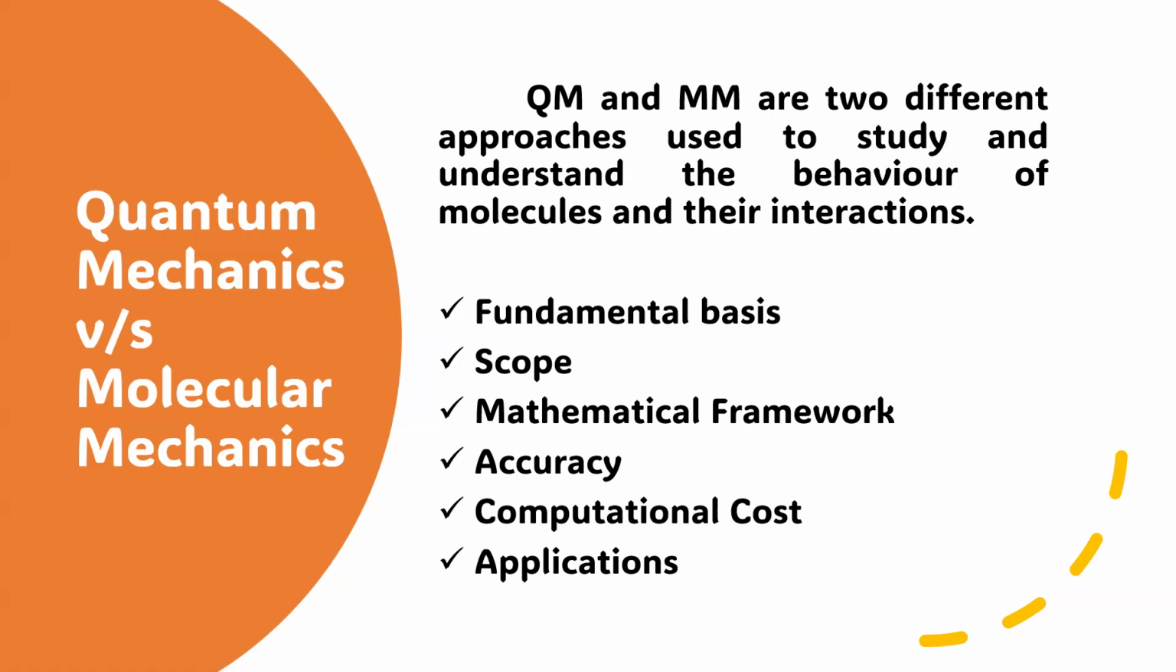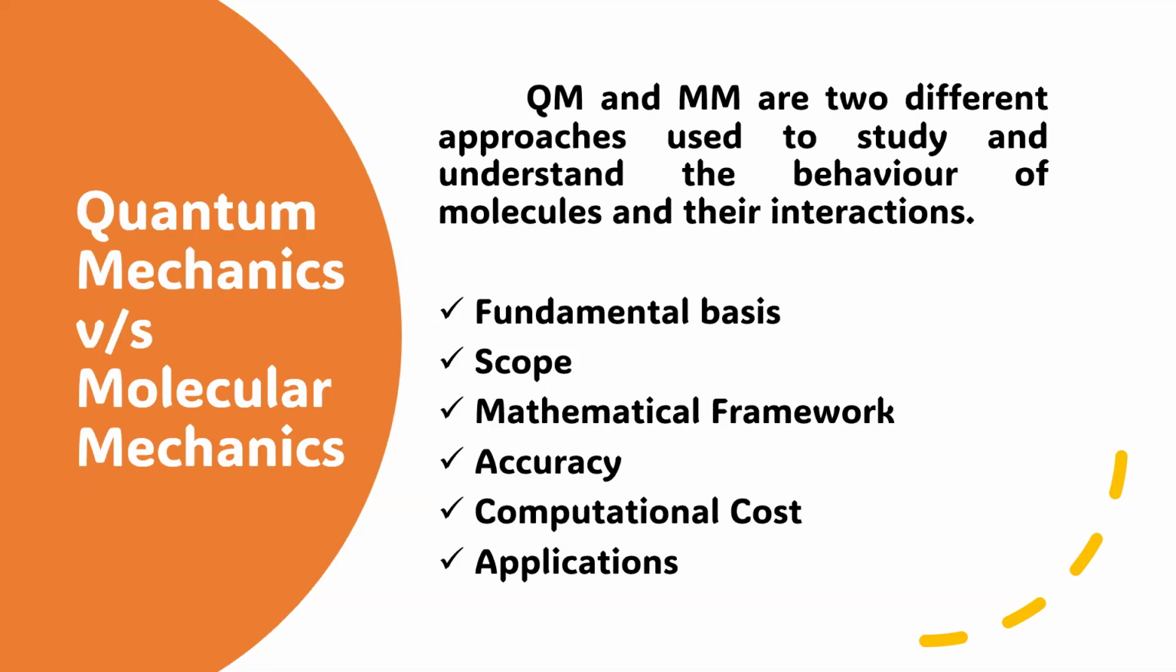On a fundamental basis, the basic difference is that quantum mechanics is based on the principle of quantum theory. Because what does quantum theory tell? It describes the behavior of particles at atomic and subatomic level. Whereas molecular mechanics is based on classical mechanics. It uses empirical and semi-empirical force fields to model the behavior of your molecular system.